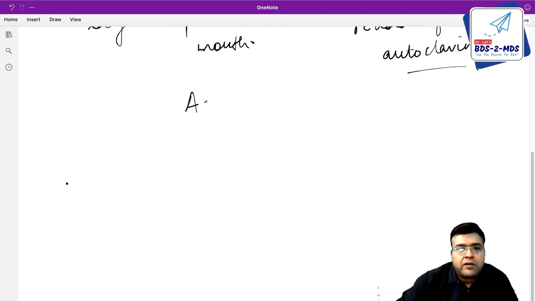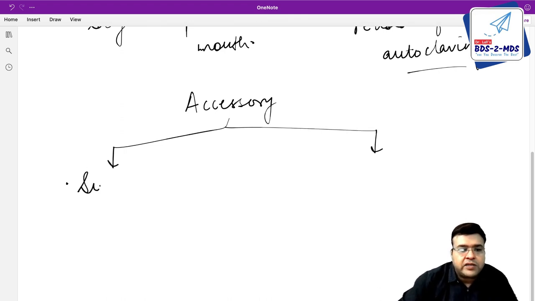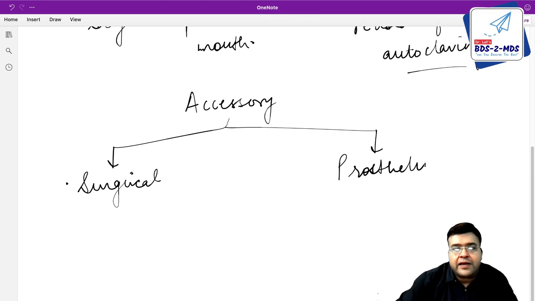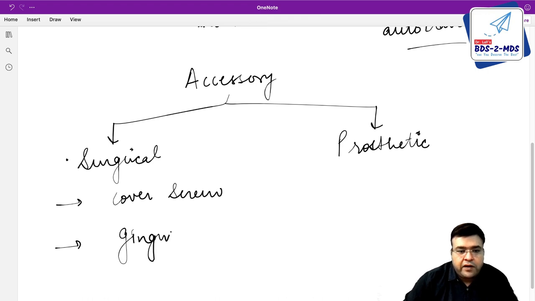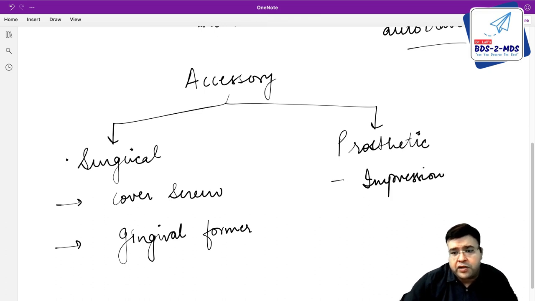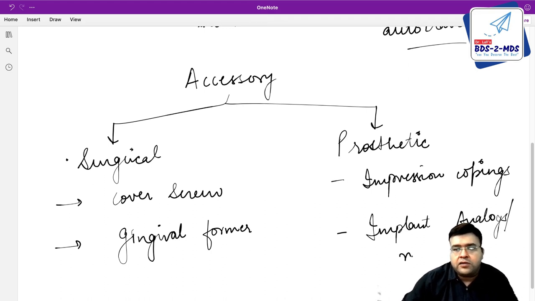So when you talk about accessory components, you can divide these into surgical accessories and prosthetic accessories, right? Surgical accessories are like your cover screw. The gingival former also comes under surgical accessories. And for prosthetic accessories, you have impression copings and implant analogs, right? Analogs or replicas. These are your prosthetic accessories.